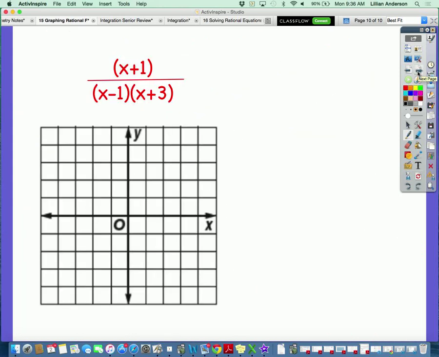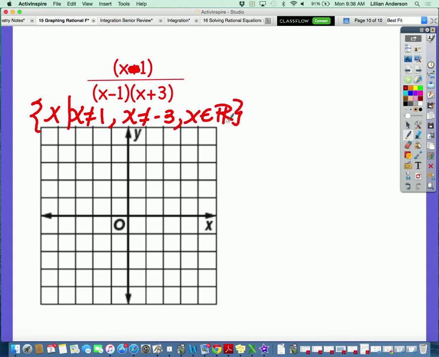Now, there's one more example that I want to do for you guys, which is right here. Let's go ahead and change this to a -1. It wasn't in your notes, so I need you to add it in there. We're going to find the domain. By doing that, we set the denominator equal to 0, so we'll get x equals 1 and x equals -3, which means my domain is everything but those two values, x is an element of all real numbers.